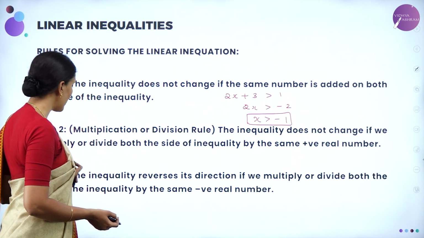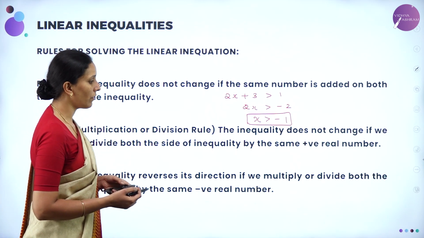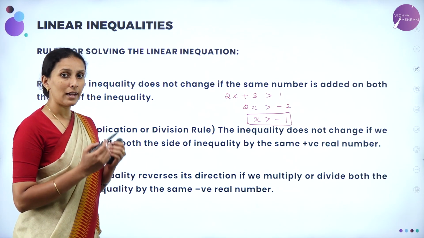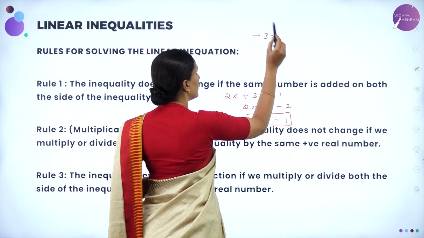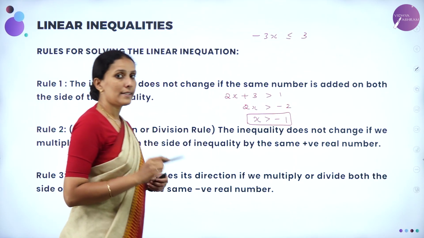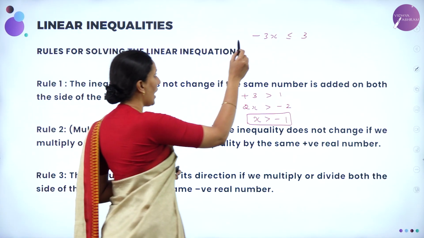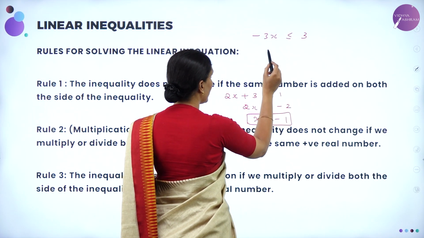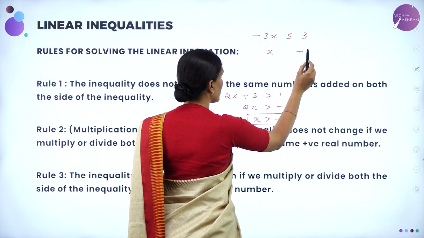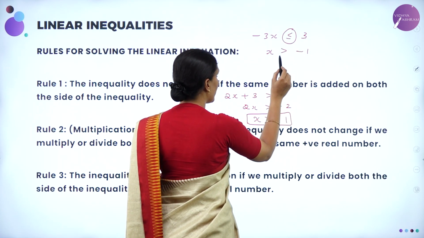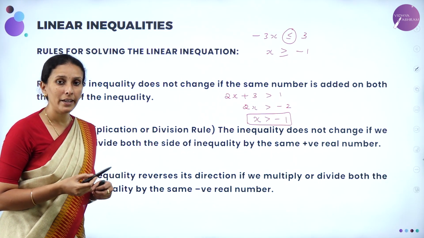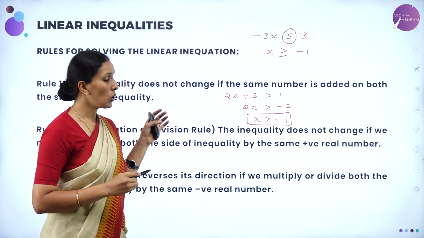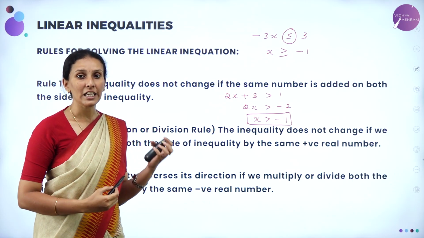Now rule number 3 says the inequality reverses its direction if we multiply or divide both sides of the inequality by the same negative real number. Consider an example: minus 3x less than or equal to 3. Since I need the value of x here, I am dividing both the left hand side as well as the right hand side by minus 3. When I divide by minus 3, here this is x and here it is minus 1, whereas the inequality changes to greater than or equal to. So when you are dividing or multiplying by a negative number, you need to change the sign of the inequality. So these are the rules we should follow when we are solving inequations.